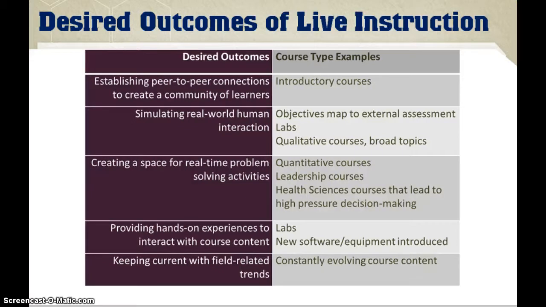Look at the types of outcomes you're trying to achieve as a result of a given course. Consider its placement within the curriculum. Review the objectives, the types of future experiences students will have in the workplace. Do those types of outcomes that we want them to have lend themselves to live interaction? Take a look on the screen at what I'm talking about. Should we have a live classroom component? Yes, if something on the screen in that desired outcomes column applies: establishing peer-to-peer connections, real-world human interaction, problem-solving activities, hands-on experience, keeping current with field-related trends. You might say these are in any course. I would happen to agree with that statement.